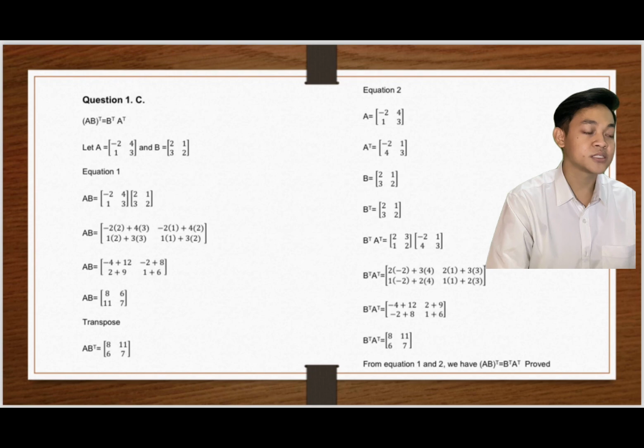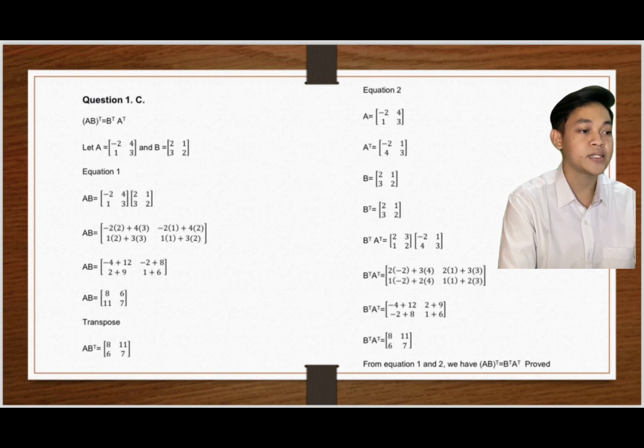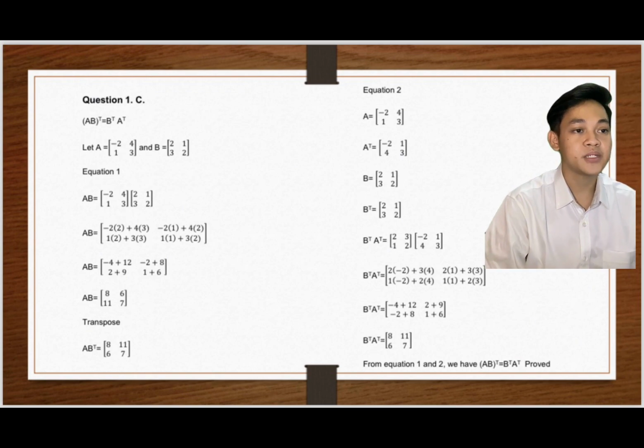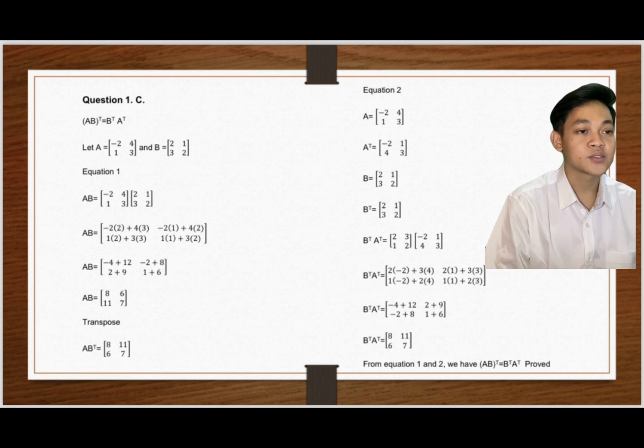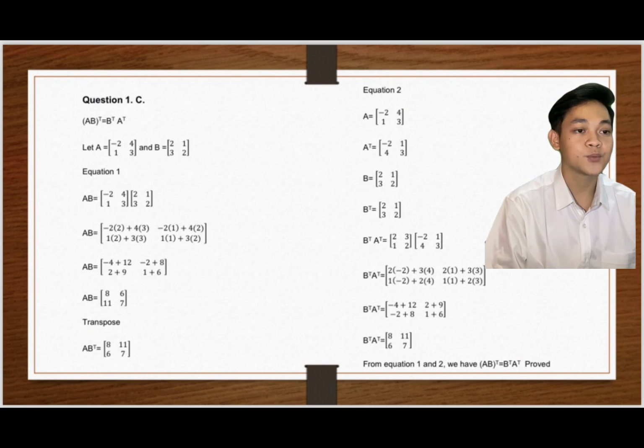The next step is transpose. AB transpose: first row is 8 and 6, second row is 11 and 7. Equation 2: A equal to first row negative 2, 1, second row is 4 and 3. A transpose is negative 2, 4, 1 and 3. So matrix B, first row is 2 and 3, second row is 1 and 2. B transpose is first row 2 and 3, second row 1 and 2.